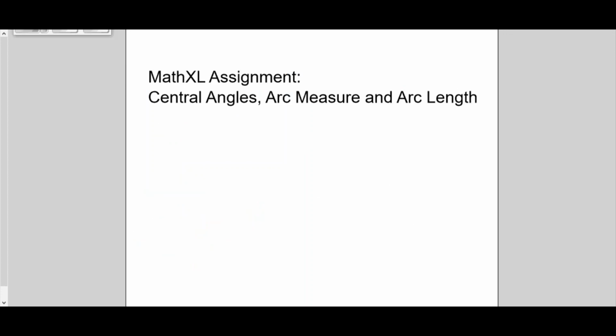So you should be able to complete the Math Excel assignment called Central Angles, Arc Measure, and Arc Length.